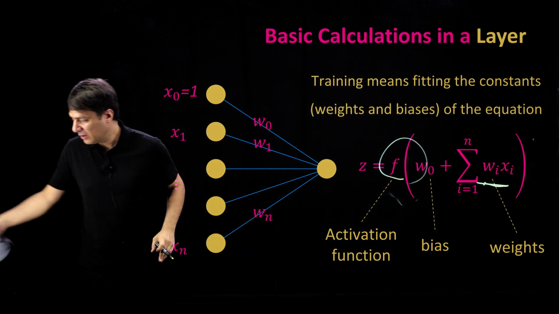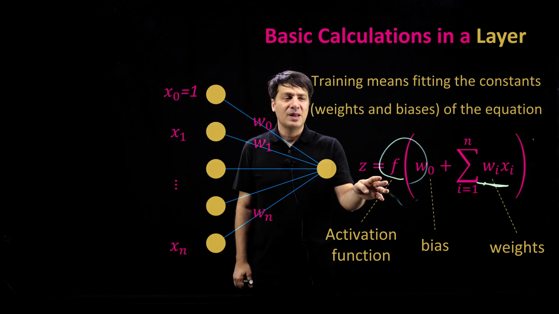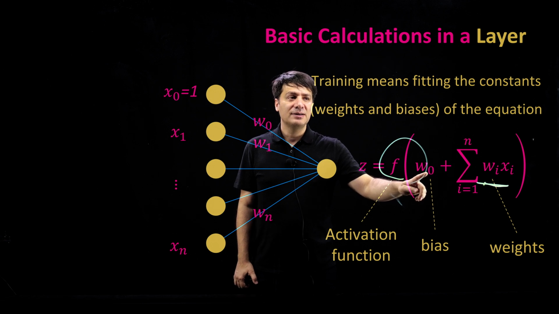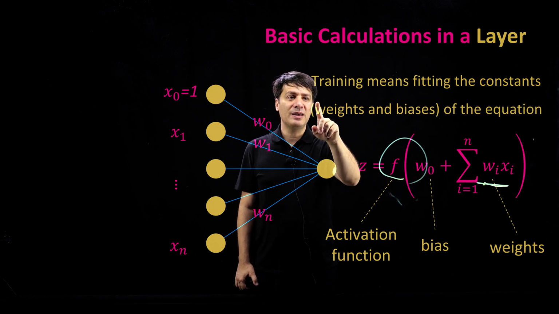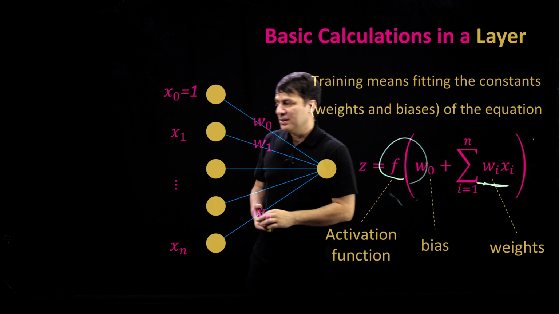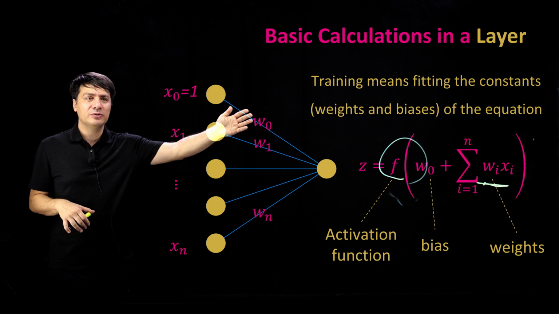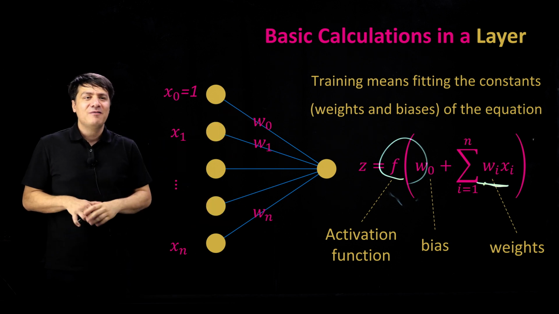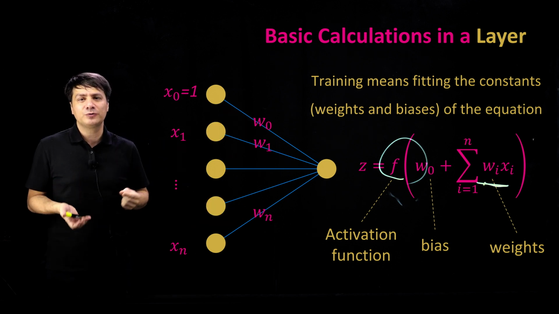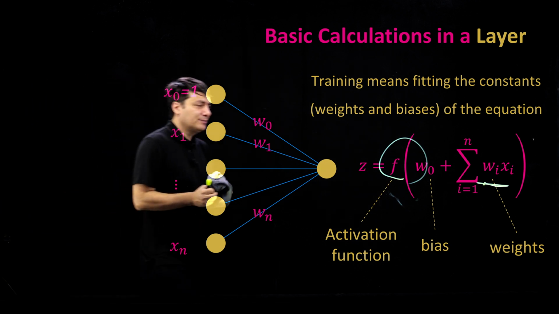So in terms of terminologies, there is an activation function that is applied on the weighted summation. There is this constant which is attached to the input 1, and we call that the bias, and then there are these weights. The whole idea of training a neural network is to find those unknown weights, which are the constants of that closed-form equation. So this is one layer calculation.